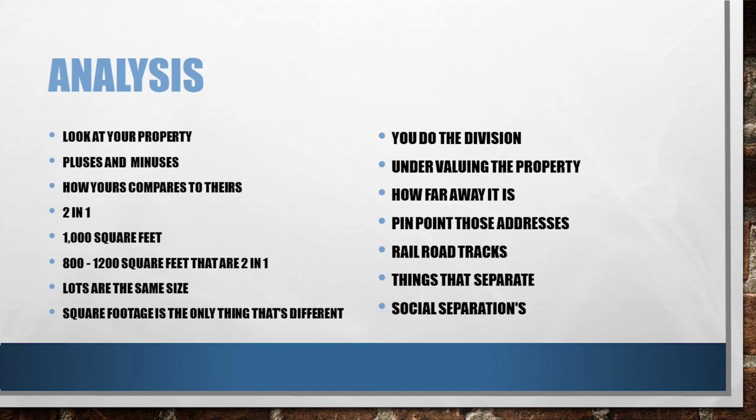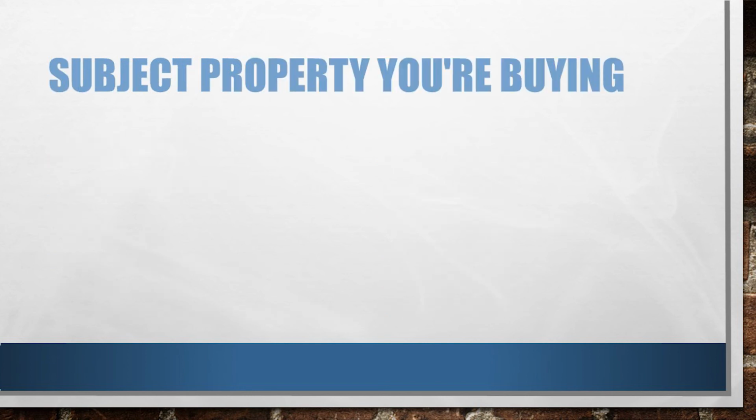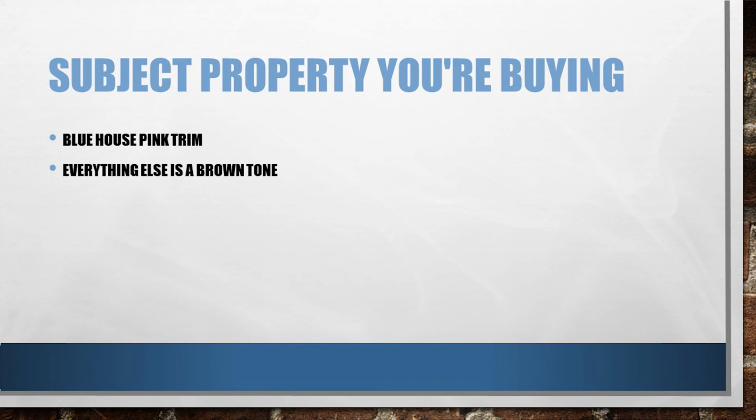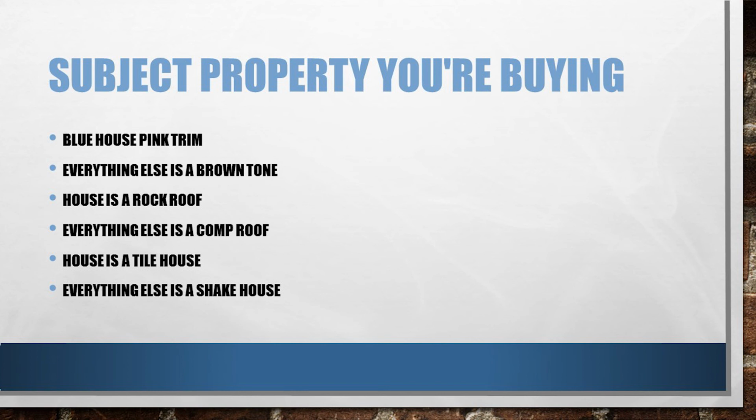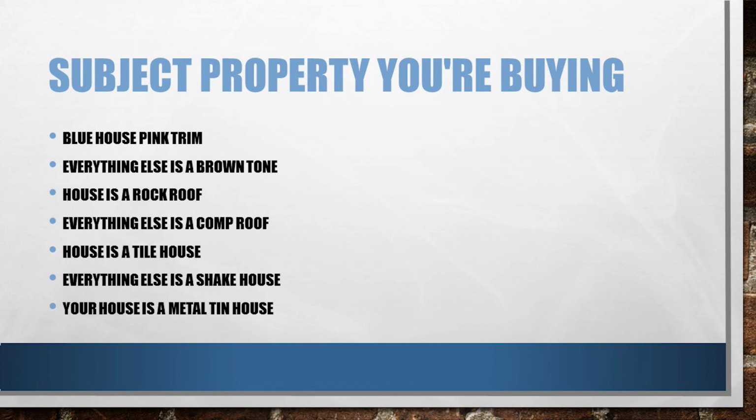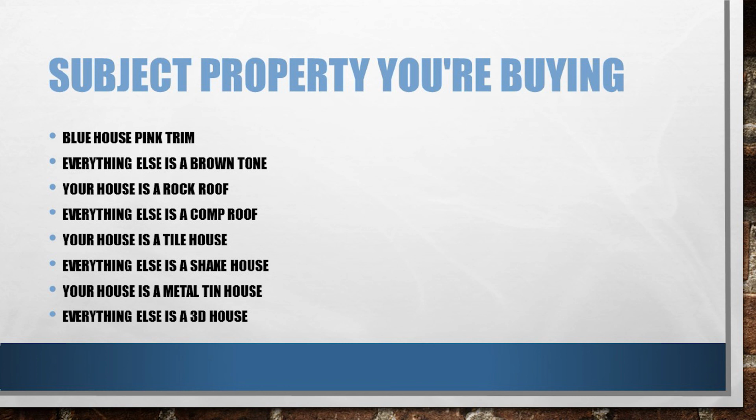Now you could have some functional obsolescence. So as you pull up your pictures, let's assume your subject property that you're buying is a blue house, pink trim. Can you picture a pink trim blue house? Beautiful house. But everything else is a brown tone. Or your house is a rock roof, everything else is a comp roof. Or your house is a tile house, everything else is a shake house. Your house is a metal tin roof house, everything else is a 3-dimensional house. So you're going to look at the obsolescence. What's different about it?